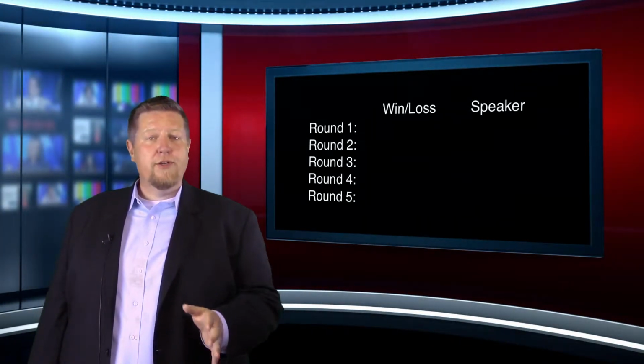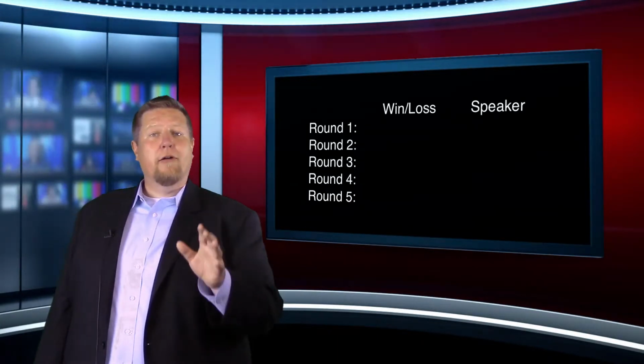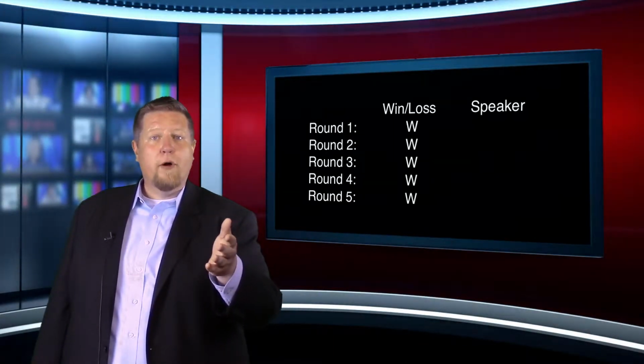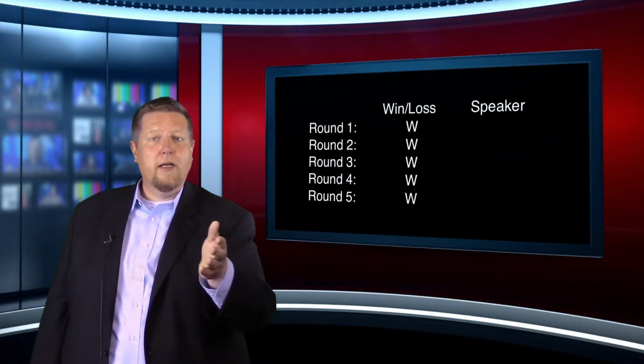So a perfect record is, can you guess? How many preliminary rounds are there? 5. So a perfect record is 5 and 0. 5 rounds won and 0 rounds lost.